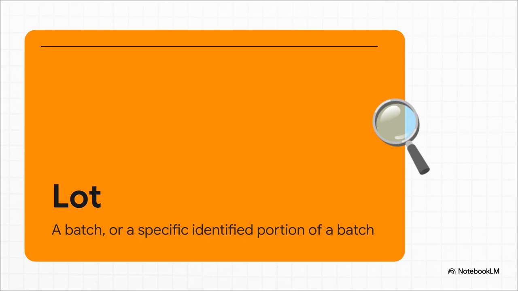Well, a lot can be an entire batch, sure, but it can also be a specific, identified portion of a batch. And why does that nuance actually matter? Traceability. Let's say you're packaging a massive batch over 3 separate days. You'd assign 3 different lot numbers just to track those specific time-bound portions.